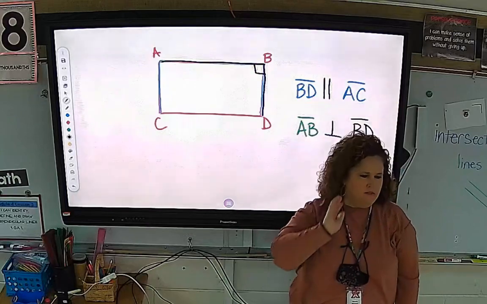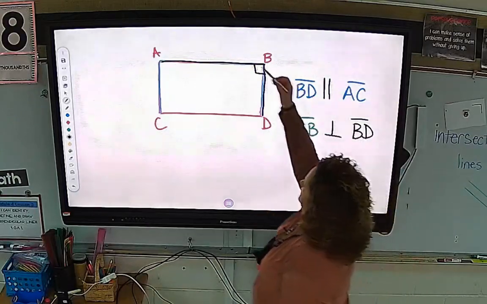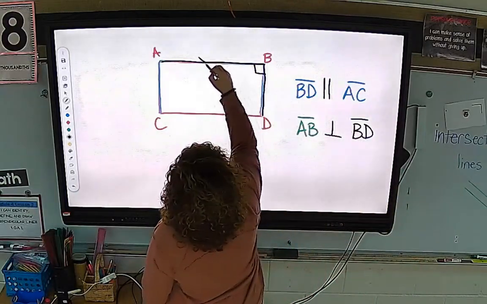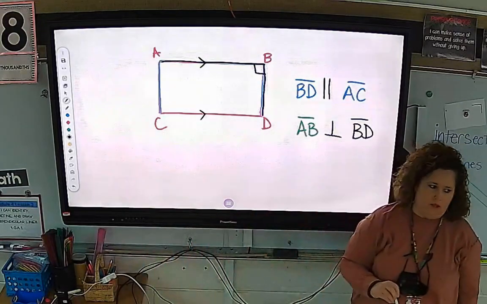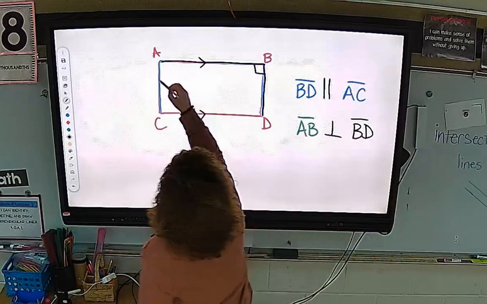Sometimes you'll see these little symbols like this. And then you might see this right here.